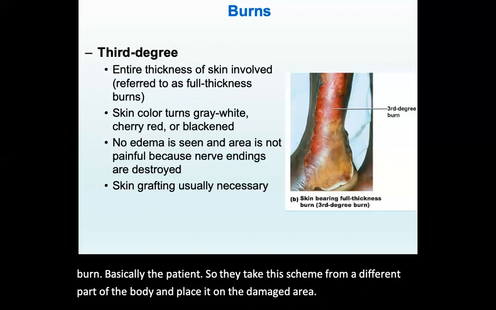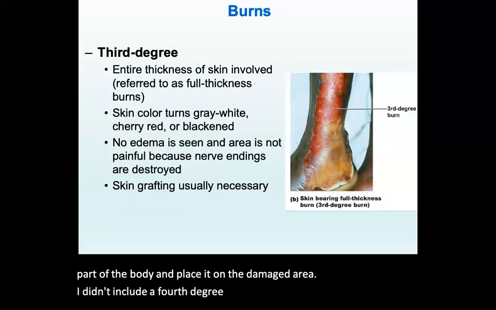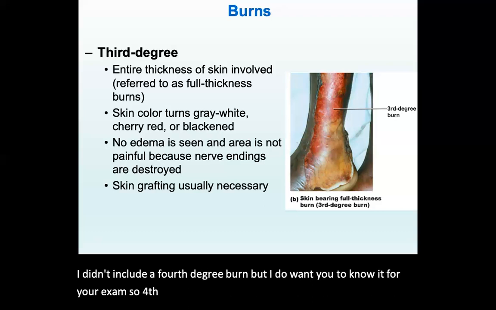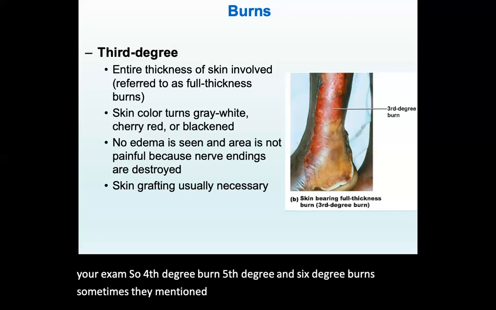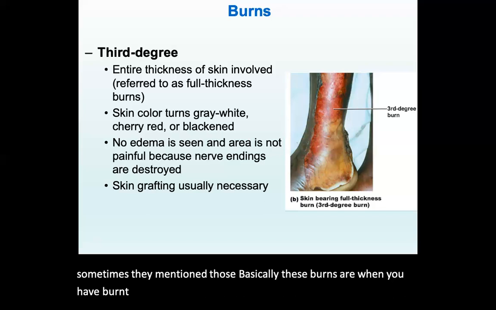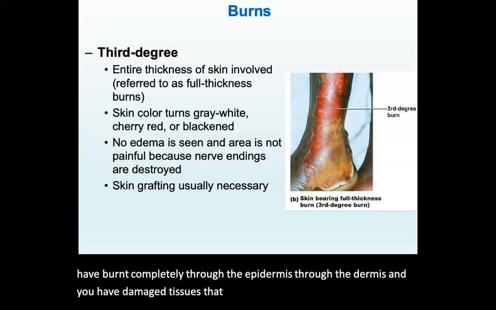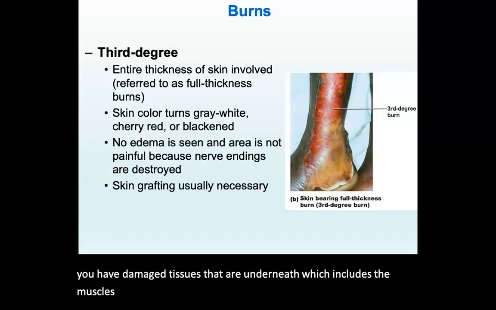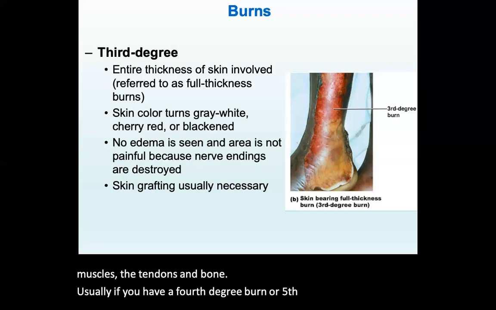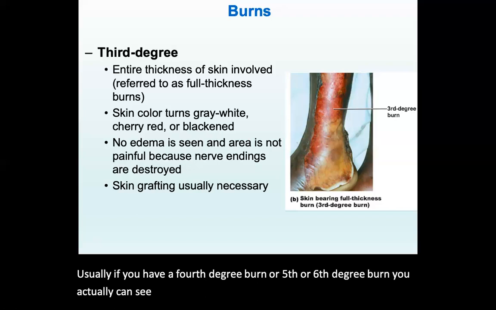Now, I didn't include a fourth degree burn, but I do want you to know it for your exam. So fourth degree burn, fifth degree, and sixth degree burn, sometimes they mention those. Basically, these burns are when you have burned completely through the epidermis, through the dermis, and you have damaged the tissues that are underneath that, which includes the muscle, the tendons, and the bone. Usually, if you have a fourth degree burn, or fifth or sixth degree burn, you actually can see the muscles and the bones underneath this.